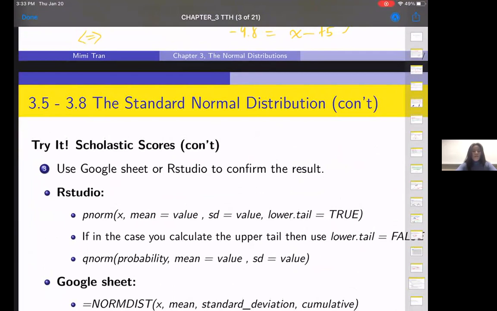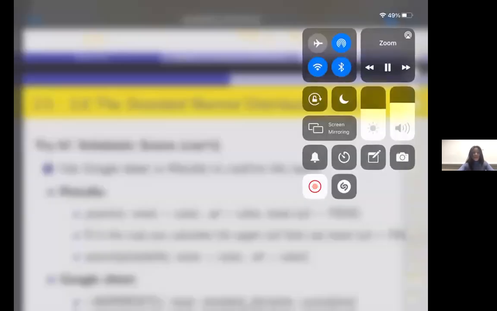qnorm. Probability is 25, so 0.25, mean equals 75, SD equals 5. By the way, when we use R, the coding, it matters if it's uppercase or lowercase, okay? So I got 70, oh darn, it gave me the score, not the Z.